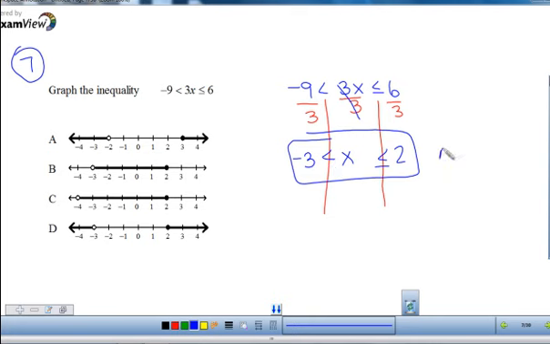By the way, since this is together, this is an and, so I know my answer can't be A or B, because both of those are ors, because they're going in opposite directions, so it's either B or C. So I have an open circle on -3 and a closed circle on 2. So the answer has to be B.